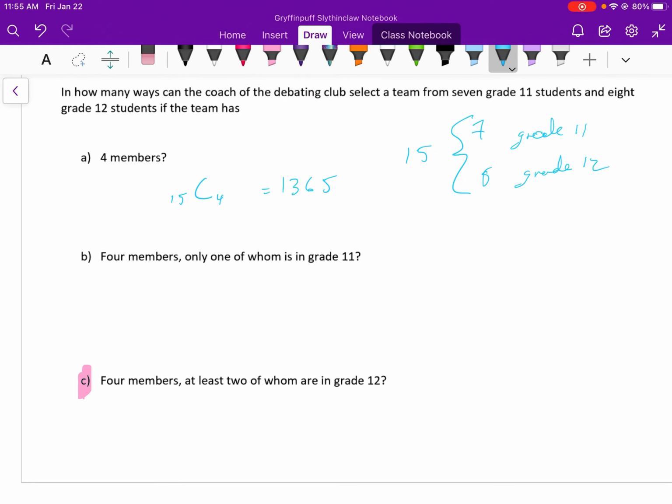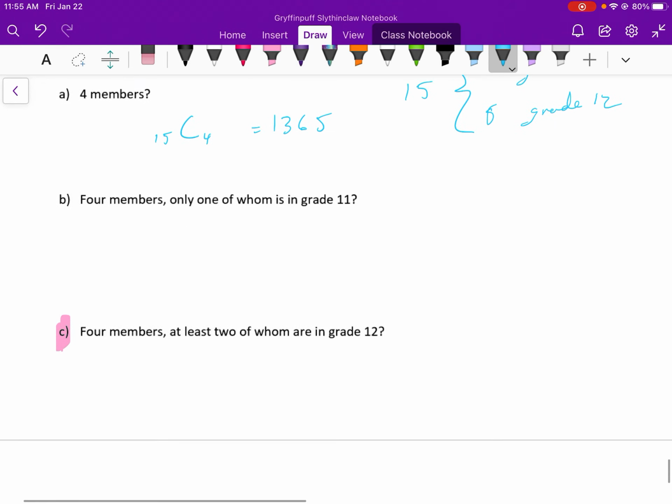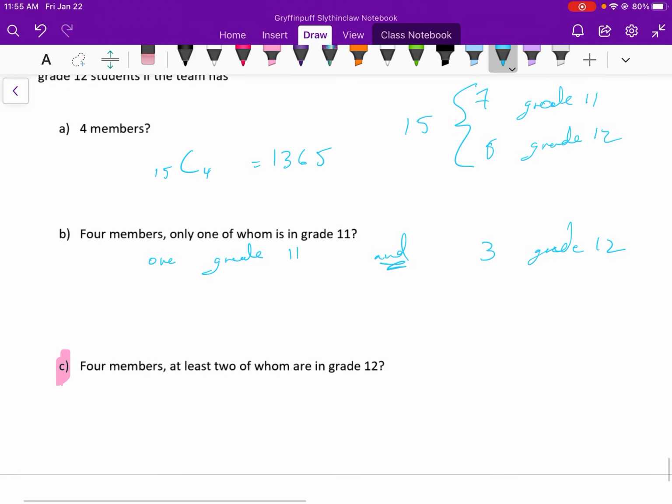What if we have the same scenario and only one is in grade 11? So really what we're going to choose is 1 grade 11 student and 3 grade 12 students.